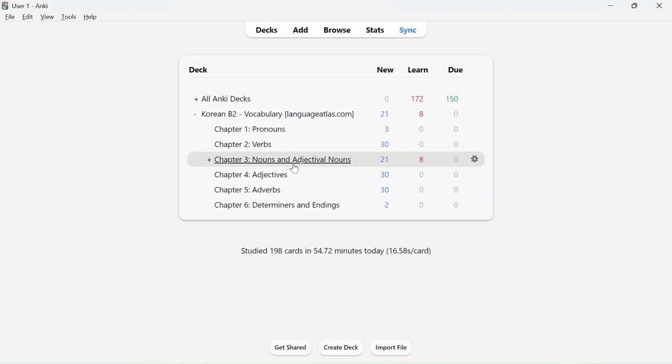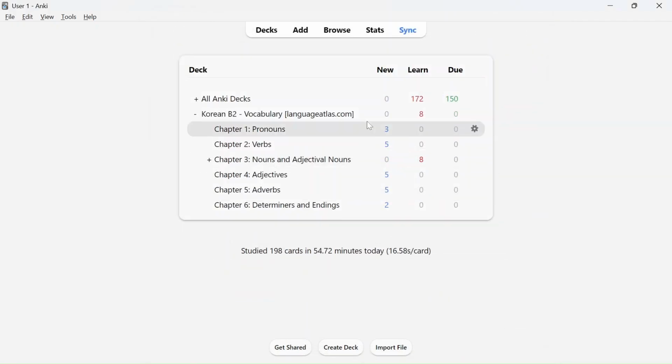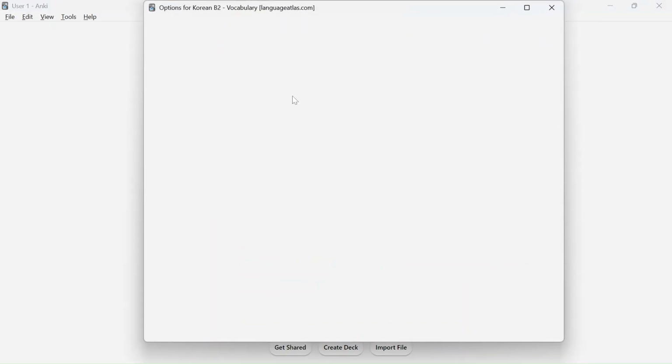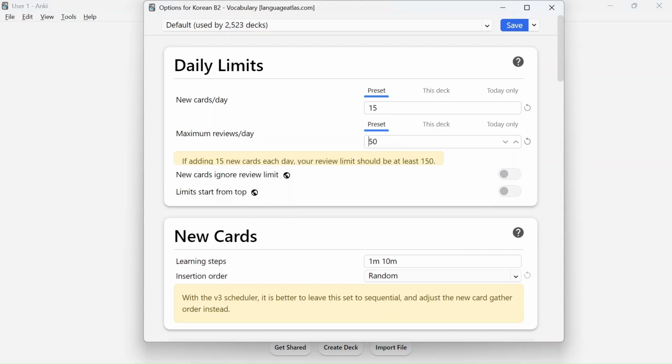Now click on Save. And you can see the card numbers have increased. So the amount that I would do every day. I can decrease this as well. If I go to Options, and I can change new cards per day to 5, and I can change maximum reviews to 50. Save. And you can see the amount of new cards per day in reviews has decreased. Now, if I go to Options, I can go back to the original settings, which was 15 and 150.